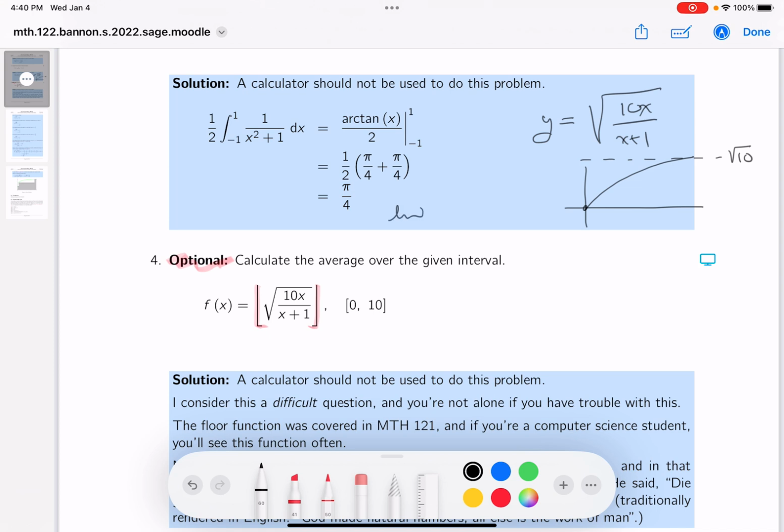Limit as x goes to infinity of that function. We're talking about this one over here, by the way. I divide through by x. What do you get? You get 10 on top. On bottom, you'd get 1 plus 1 over x. And if you did that limit, relatively simple, you do get root 10. So it is bounded. So when you're looking at this thing, the bottom line is you're looking for integer values, because that's what the floor is going to be dealing with.